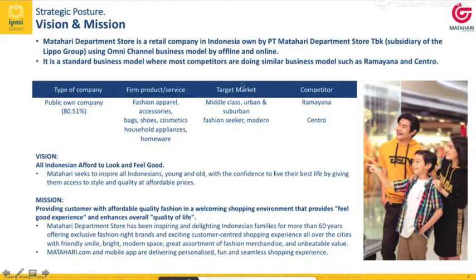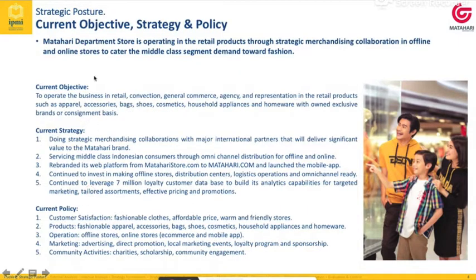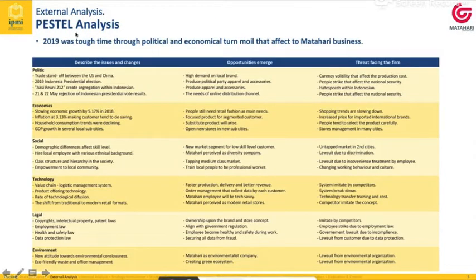Based on the Matahari annual report, I wrote down their vision and mission. I also put the current objective, strategy, and policy. Then I put the PESTEL analysis and added the environment here. I also put the opportunities that emerge from each PESTEL factor and the threats that face the firm.